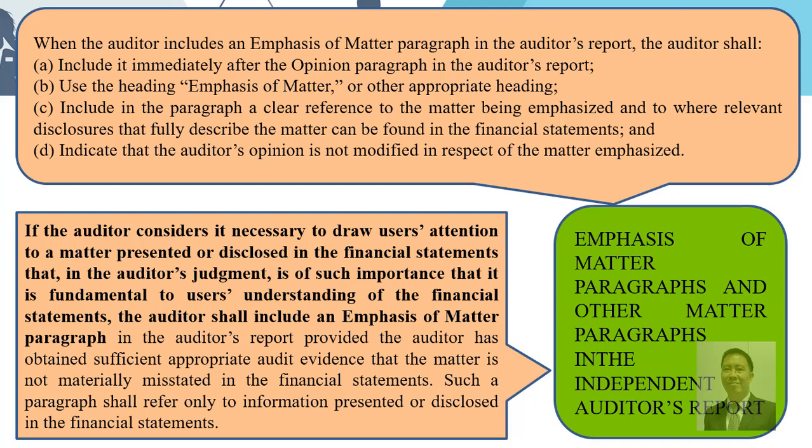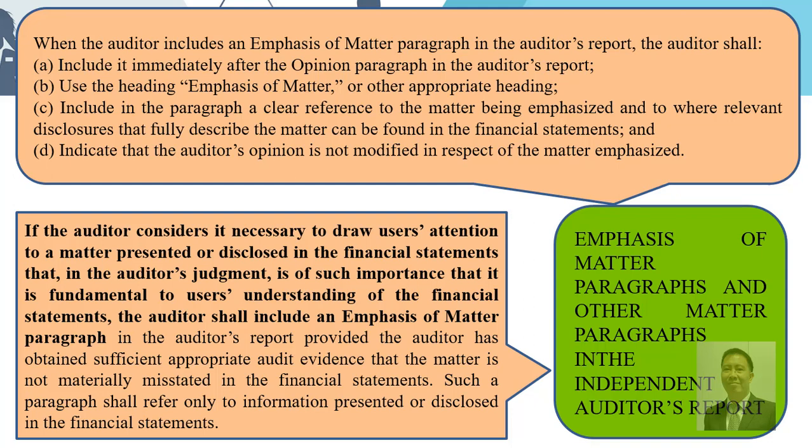Most of the time, the auditor uses emphasis of matter paragraphs when the client is having significant uncertainty, especially with regards to the going concern status of the company. So if the auditor has opted to issue an emphasis of matter paragraph, they have to include that immediately after the audit opinion paragraph, and then they have to put the heading Emphasis of Matter.